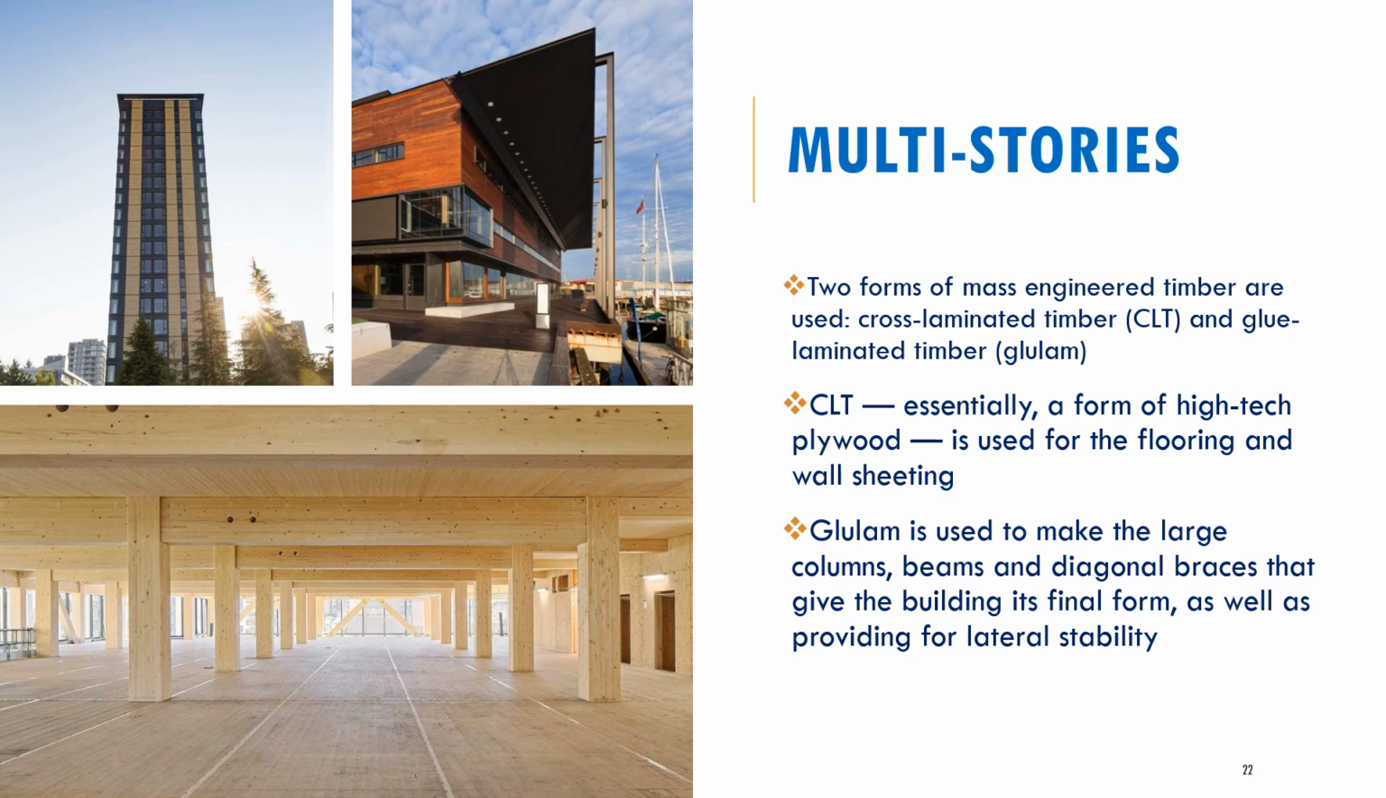And when it comes to multiple stories and the use of structural timber, there are two classifications of mass engineered timber that are commonly utilized in the industry. The first type is cross-laminated timber, CLT for short, and the second type is glue-laminated timber, glulam. So let's talk about CLT. CLT is essentially a form of high-tech plywood.